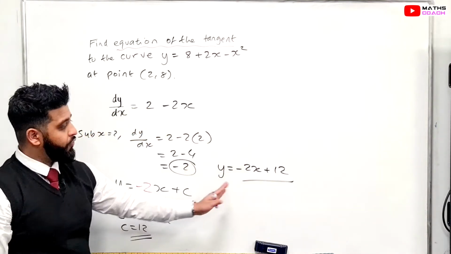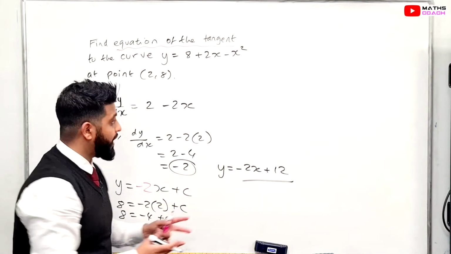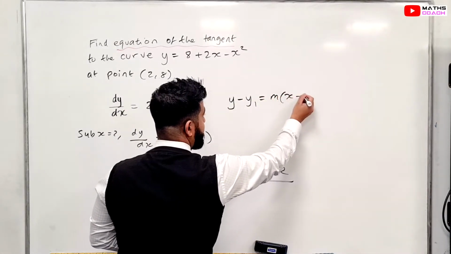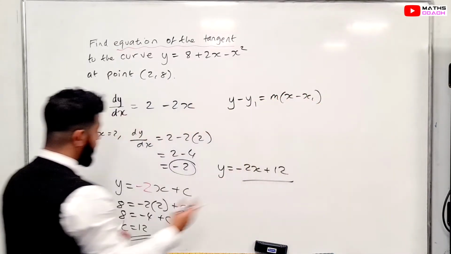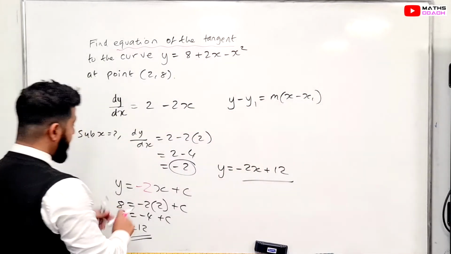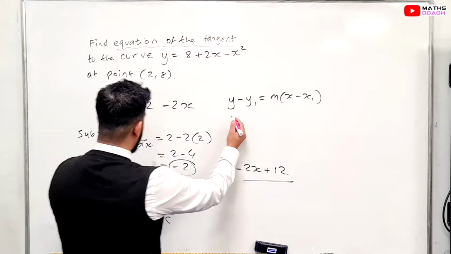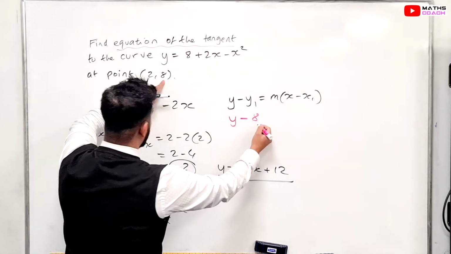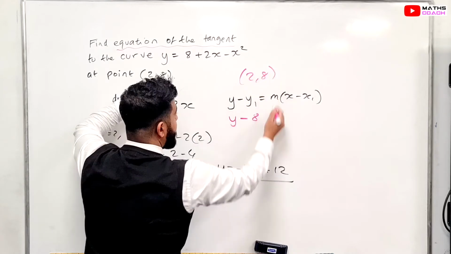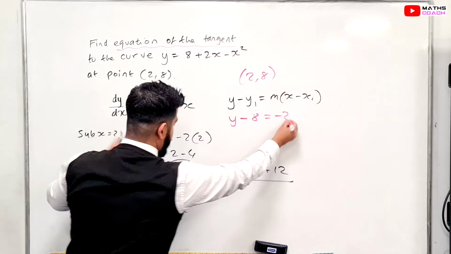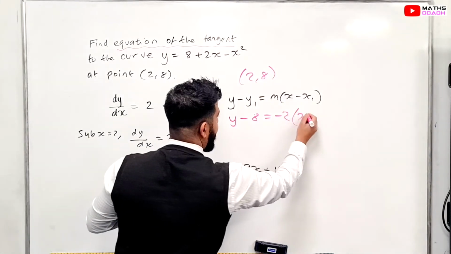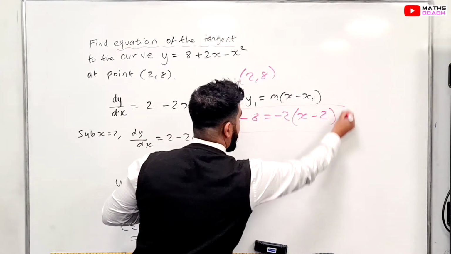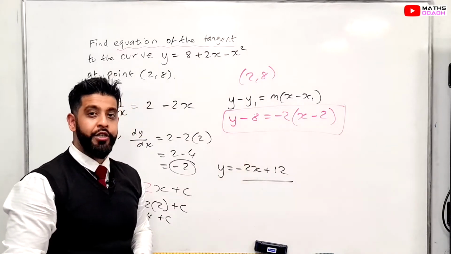Now that's in the form y equals mx plus c, but A-level also allows you to use the formula y minus y1 equals m times (x minus x1). So I'm just going to quickly show you what that would have been in that form. When you've got your gradient, all you have to do is y minus 8, which is our coordinate (remember, we're using (2, 8) here), is equal to m, which is minus 2, our gradient, times x minus 2. So this is also another form of our equation of the tangent.